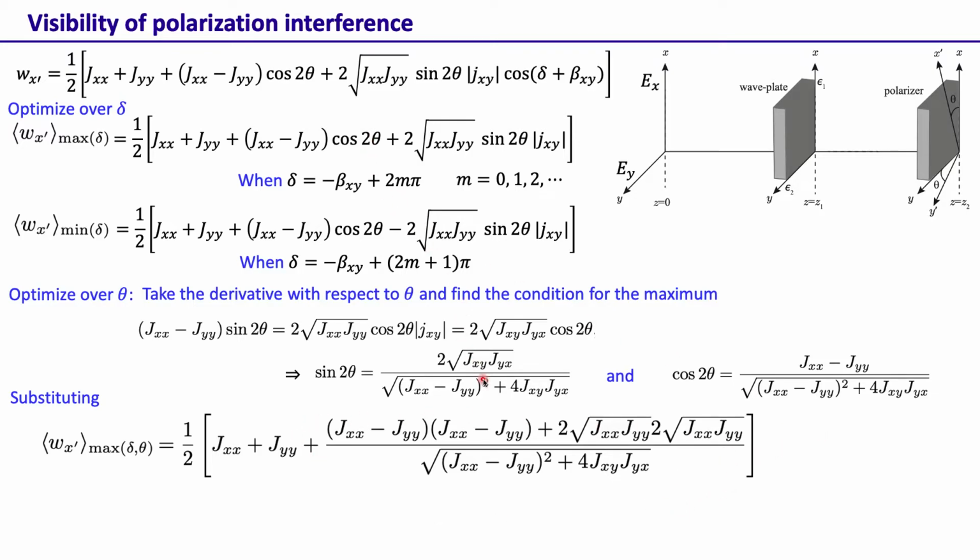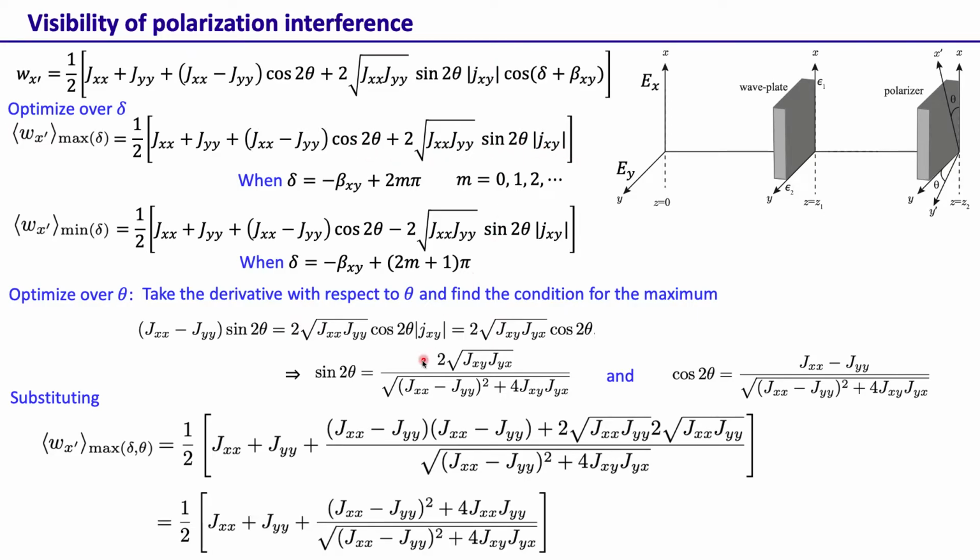This we simply can get by just substituting in here for cosine 2 theta and sine 2 theta. Okay, so this we can just simplify a little bit, and then this will have this expression. I definitely encourage all of you to do the math and check that you do get this expression. It can be simplified further, and this will then become this. So the maximum of Wx prime over delta and theta is half jxx plus jyy under root jxx minus jyy whole square plus 4 jxy jyx.